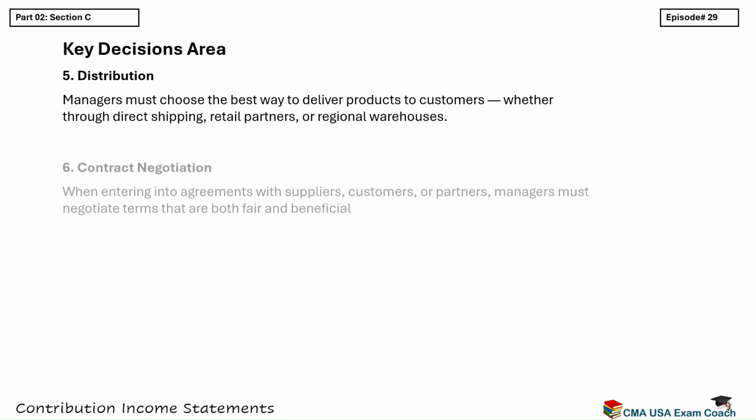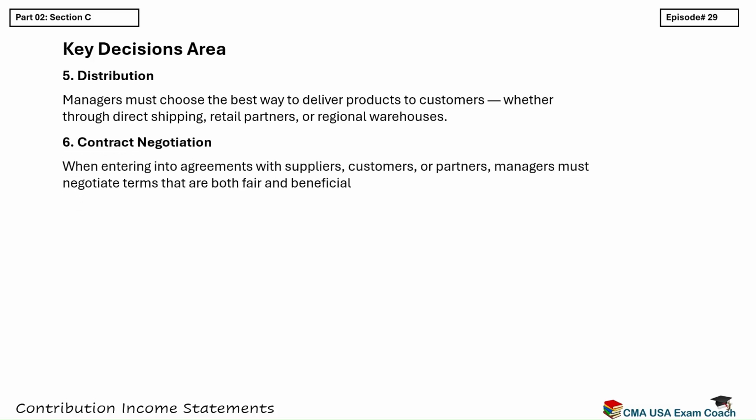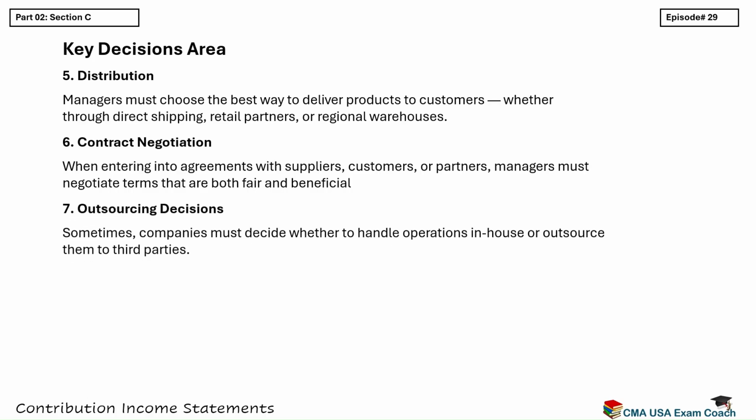Contract negotiation: when entering into agreements with suppliers, customers, or partners, managers must negotiate terms that are both fair and beneficial. This includes pricing, payment terms, delivery timelines, and responsibilities, all of which can significantly affect profitability and risk. Outsourcing decisions: sometimes companies must decide whether to handle operations in-house or outsource them to third parties. This involves evaluating costs, expertise, control, and quality. The right outsourcing decision can reduce costs and allow the company to focus on its core strengths.